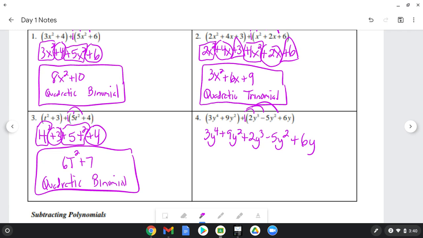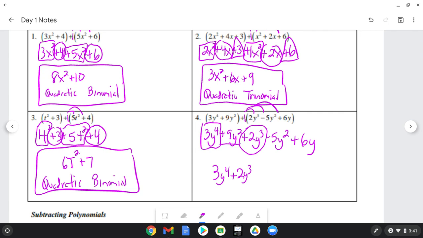So I see this 3y to the 4th. I don't see any other y to the 4th, so I just bring it down. I see this 2y to the 3rd. I don't see any other y to the 3rd, so I bring that down. And I'm writing this in standard form. If you notice, all my answers so far have been alphabetical from biggest to smallest exponent, and then the number that's by itself is always last.